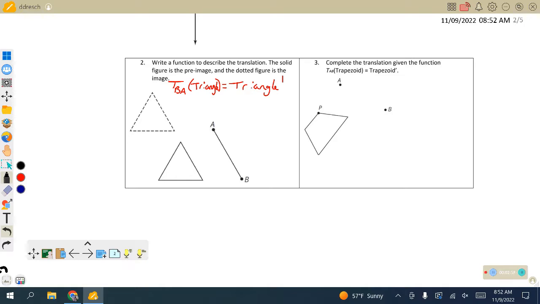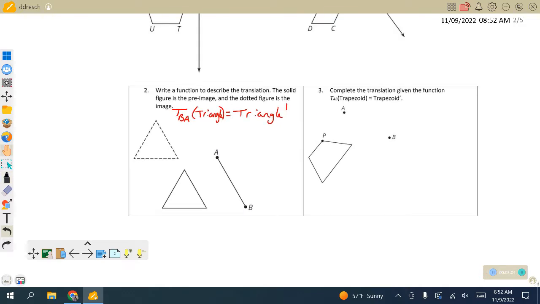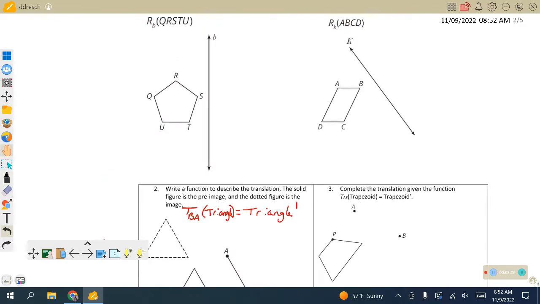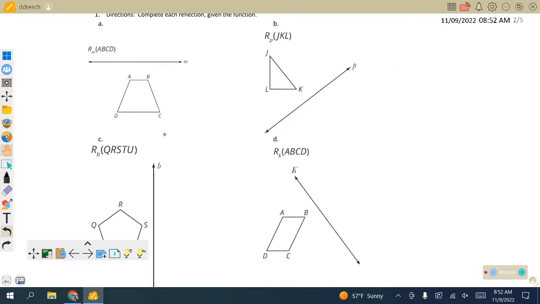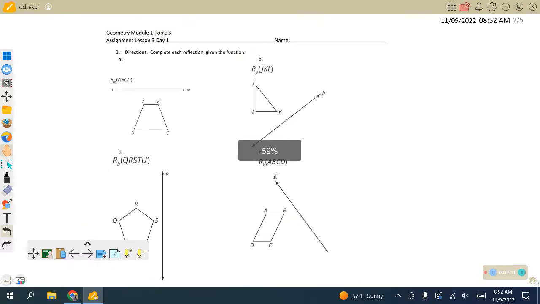All right, other ones from Friday's side, Sam. Can you go over 1B? 1B. Sure. Let's take a look at 1B real quick. So just doing a reflection over that line.